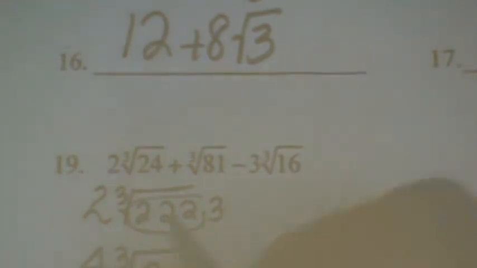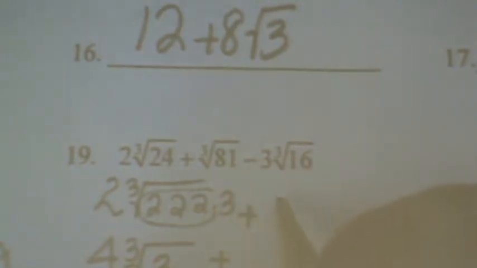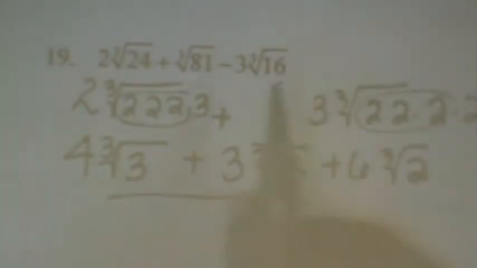4 times the cube root of 3 plus, now 81 is 4 3's, so this is going to be 3 times the cube root of 3. And then 16, we've got plus 3, the cube root of 16 is 4 2's. So when you do this one, you take 3 of the 2's out, you get plus 6 times the cube root of 2. Now these two are alike, but this one's not. So when you add these up, you can only add these two. You get 7 times the cube root of 3 plus 6 times the cube root of 2.